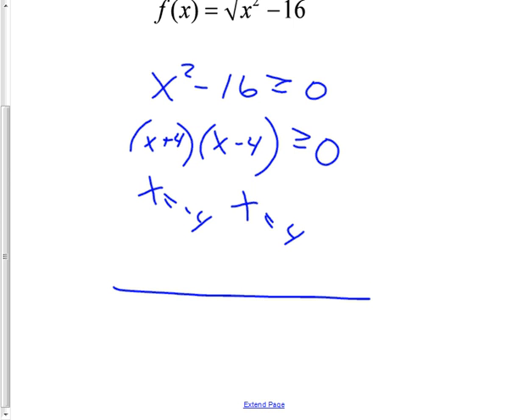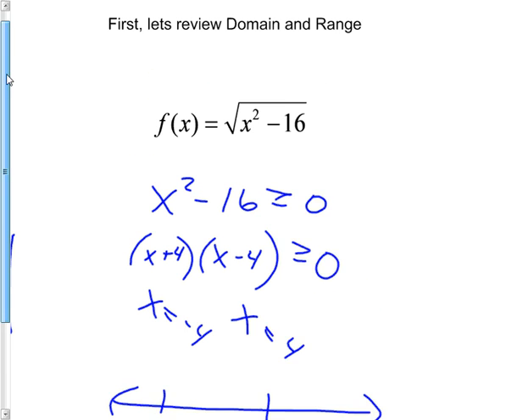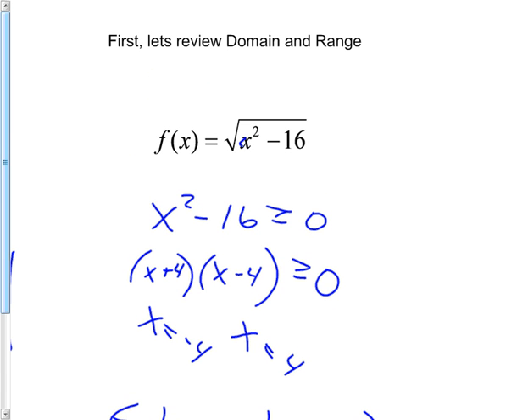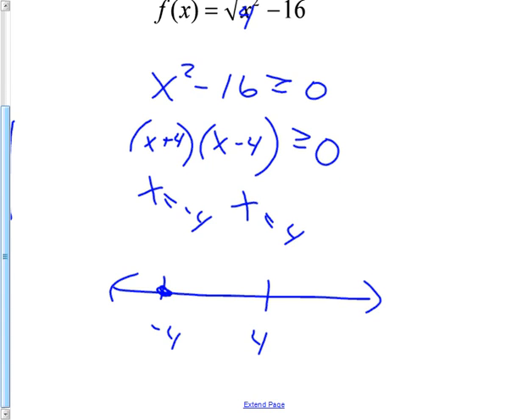Put them on a number line: -4, 4. Do those points themselves work? Well, try them if you're not sure. Go stick it in. 4. Does that cause a problem? Some people think so because they go, oh, 0, it can't be 0. You can have a square root of 0. It's okay. It works. And so does -4.